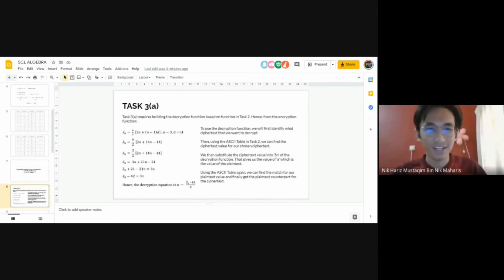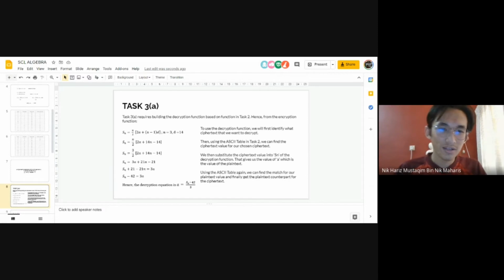Right. So I am going to present task 3, which includes two sub-questions, task 3A and then task 3B. Task 3A requires building the decryption function based on the function in task 2. Shaheen just now showed us the encryption function, and from that encryption function we can create a decryption function which acts as a decryptor in order to find out what a decrypted text says.